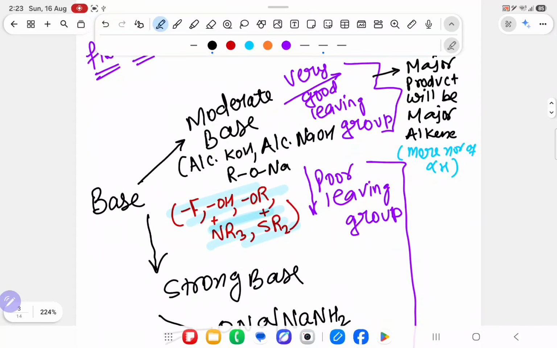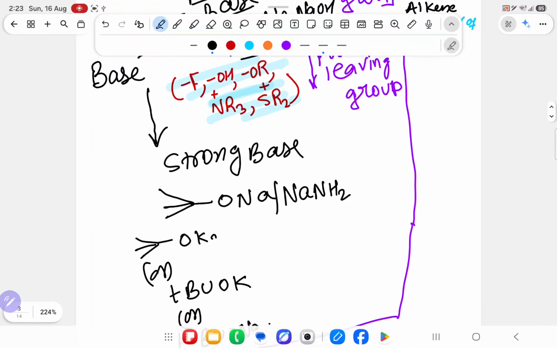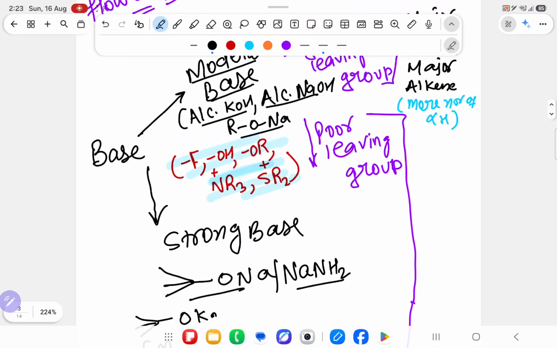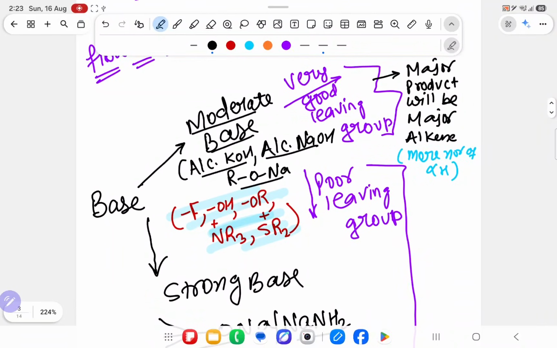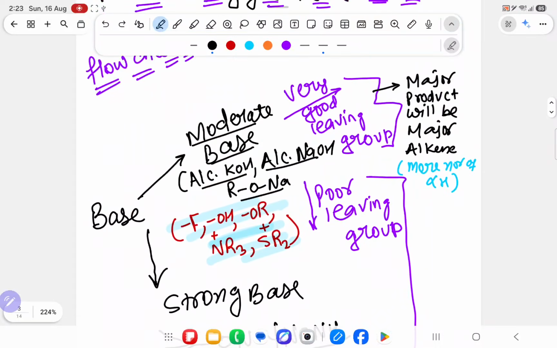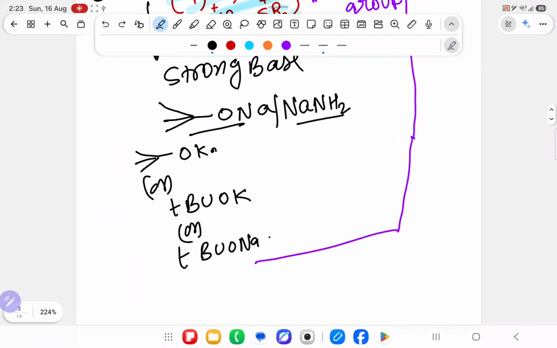First of all, you have to check the base. The base is a moderate base like alcoholic KOH or alcoholic NaOH, not like these. Strong bases are fixed: this or this, tertiary butyl. If it is not a strong base, then it is a moderate base. In a moderate base, check that the attached group is not fluorine, OH or OR. If these groups are not there, then it is a very good leaving group. Then the major product will be the major alkene which has more alpha hydrogens.